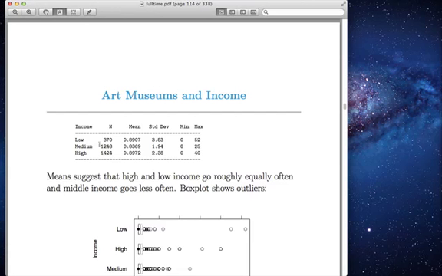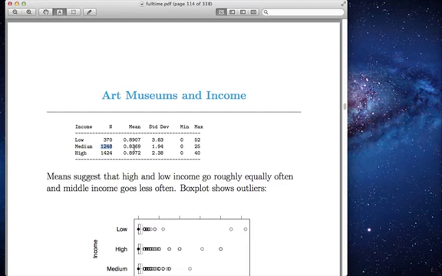So here is what you would get from compare means in SPSS. This is actually the equivalent of compare means in SAS, but it looks just like it does in SPSS. So what we have is the distribution of the number of times you went to an art museum broken out by income level. There are 370 people with low income, 1,200 or so with medium, and so forth.